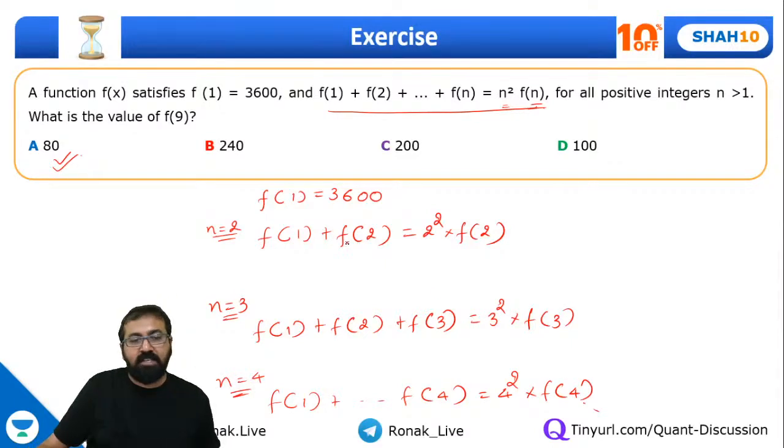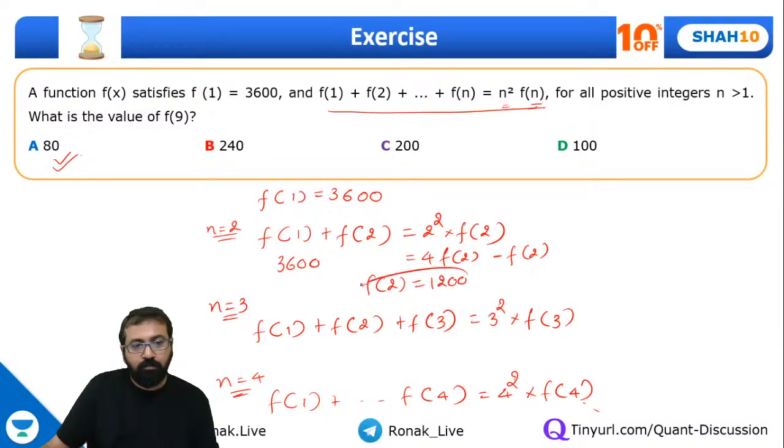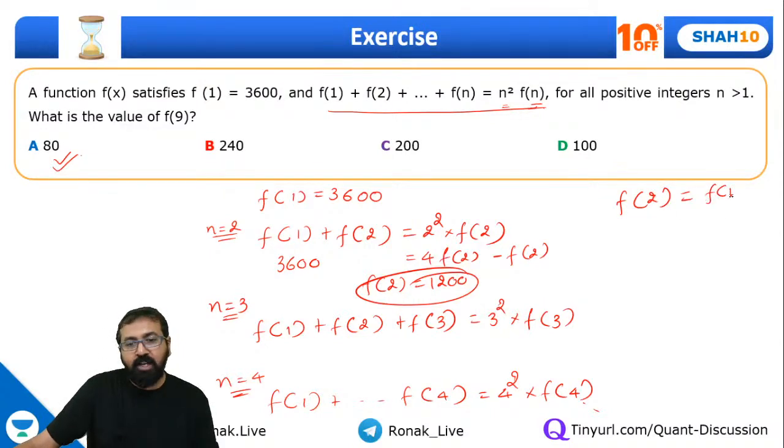Now if you observe, guys, we know f of 1 is 3600, and this is 4f of 2, minus this f of 2. So it's going to be 3f of 2 equal to 3600. So can I say f of 2 will come out to be 1200? Or I can say f of 2 is equal to f of 1 divided by 3. Correct? Same way, if I try to find out f of 3, tell me what is the value of f of 3. So f of 1, that is 3600.